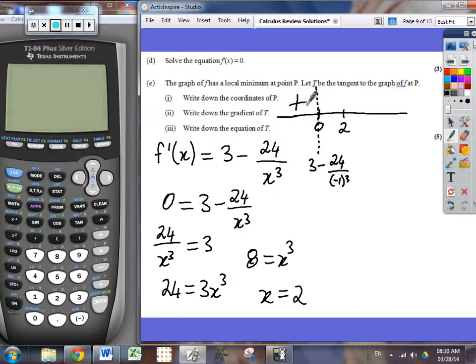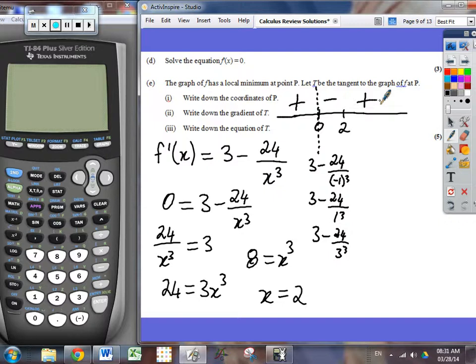If I substitute in something between 0 and 2, let's say 1, so 3 minus 24 over 1 cubed, I get a negative value. And if I substitute in something on this side of 2, like 3, 3 minus 24 over 3 cubed, I'll end up getting a positive value, right. So now you can see the picture of the graph.